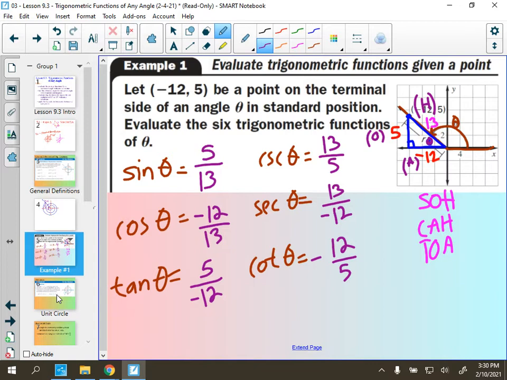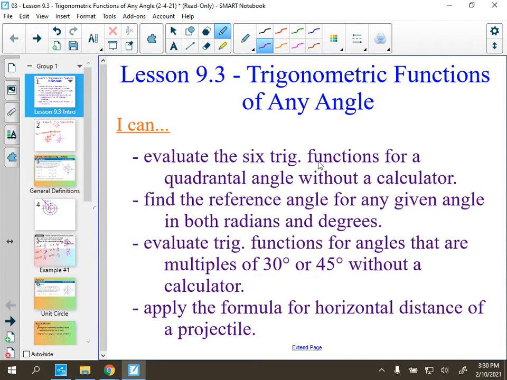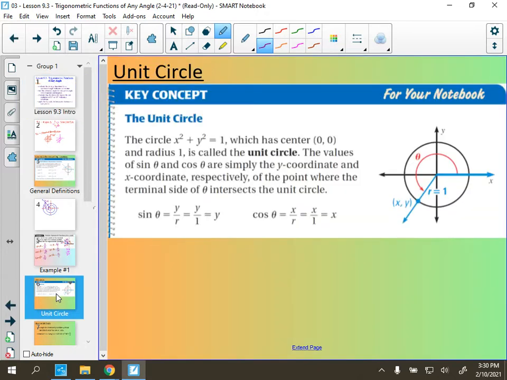All right, did we get anything done? Evaluate the 6 trig functions for a quadrantal angle. Oh, we haven't even gotten that part yet. Oh my gosh. So here we go. This is where we'll start to be able to check some stuff off in a little bit. We need one more piece of information. So definitely put up a new heading here called the unit circle.